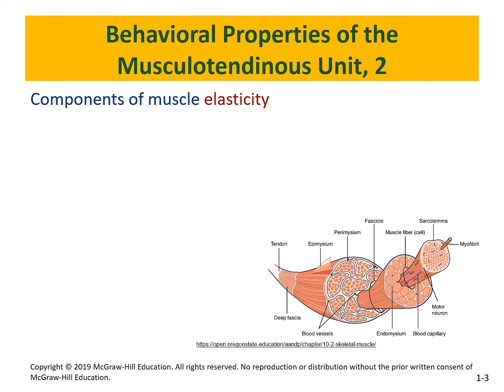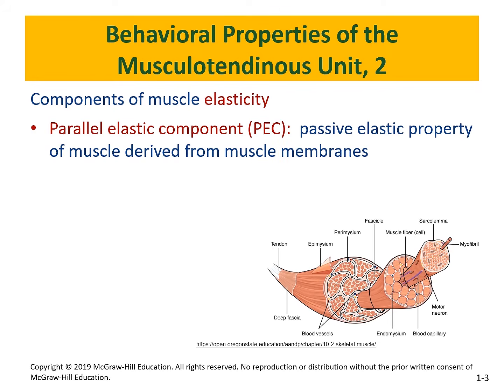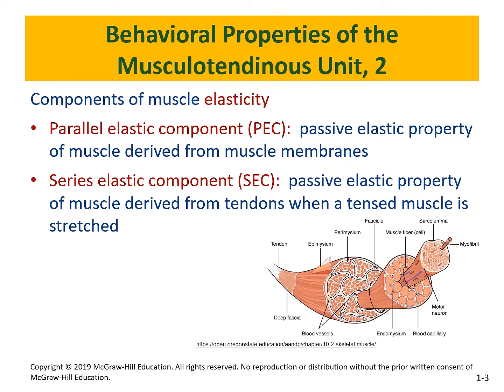But here's the thing. We have components of the muscles, muscle elasticity. You talked about elasticity and looking at how it goes back to its normal size. But what is the thing that is pulling it back to normal size? So what we do is this. We say we have two things. We have something called parallel elastic component, and we have something called series elastic component.